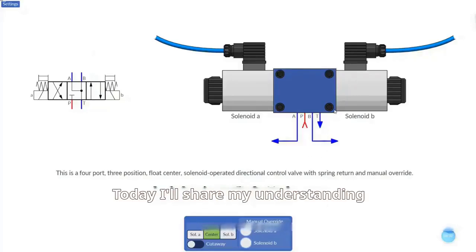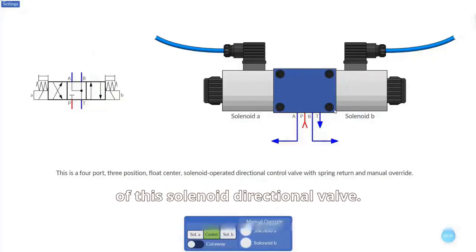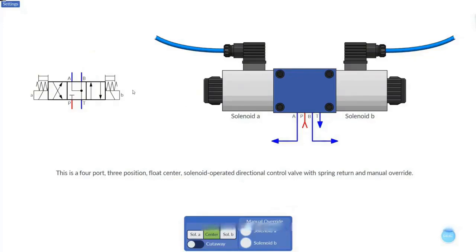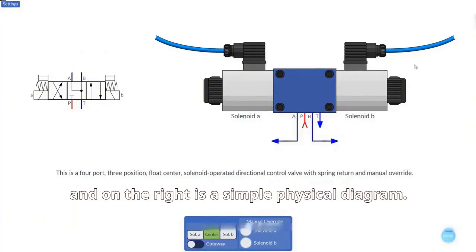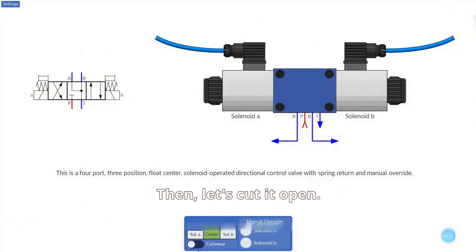Hello everyone, today I'll share my understanding of this solenoid directional valve. First, let's look. To the left is the solenoid valve symbol, and on the right is a simple physical diagram. Then, let's cut it open.